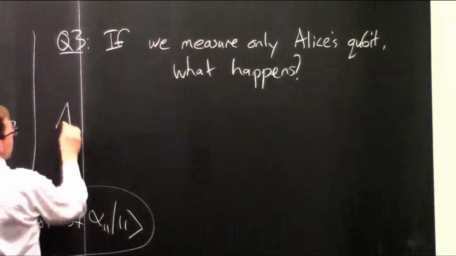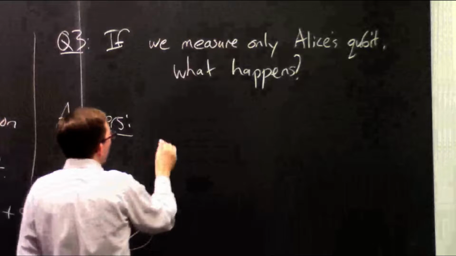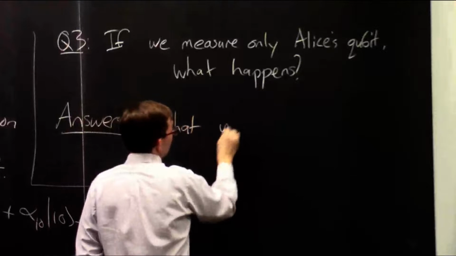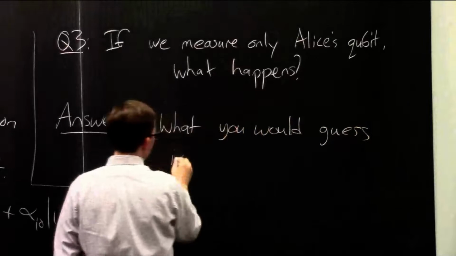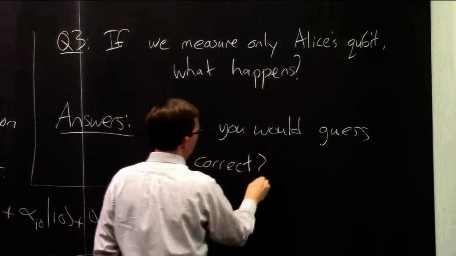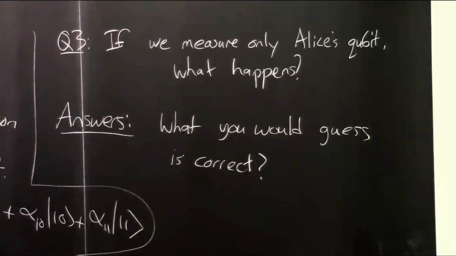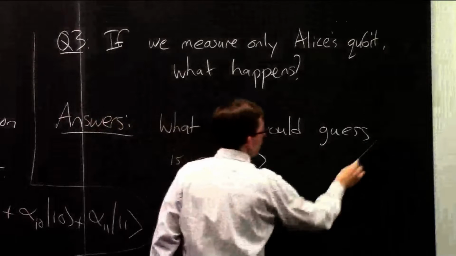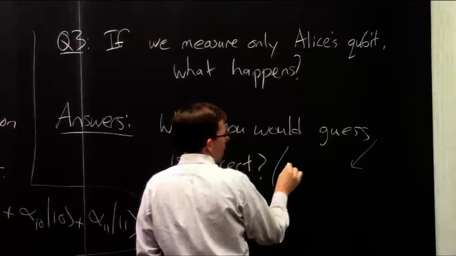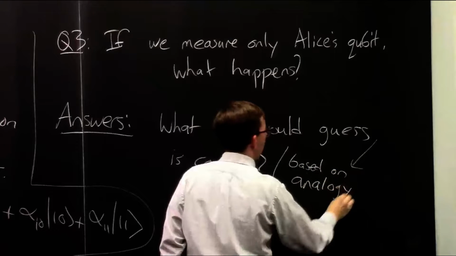But what I want to emphasize in this lecture is that the answers to all the questions are basically what you guess is correct. What I mean by this is, if I didn't tell you the answer and said, OK, think about it, what would be the most logical answer to all these questions, then I think you would select the answer that actually is the correct answer. And I also want to emphasize that you can guess all these based on analogy with probabilistic computation.